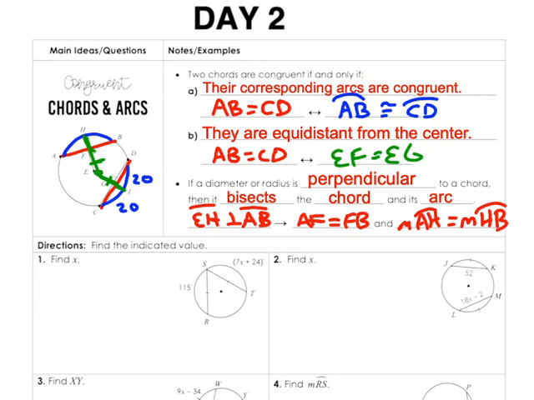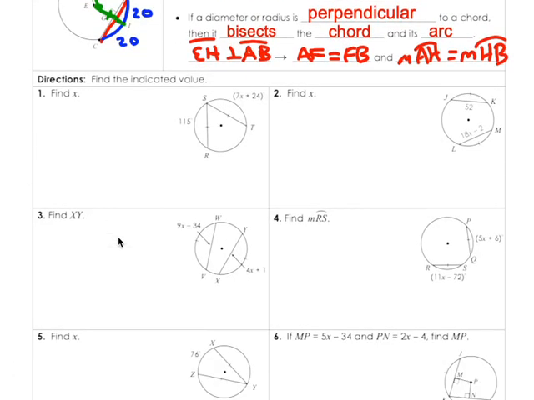All right, so what we have next is just a bunch of examples talking about the same ideas that are above. So that's what we're going to look at. In these different examples, a lot of times we're going to see that we have some chords. They're going to be marked as congruent. So like these ones, they're marked as congruent. That means that the arcs that are cut off by those have to be congruent.